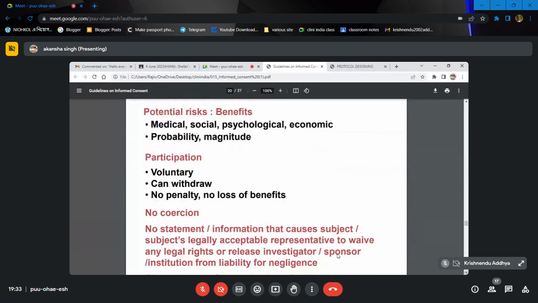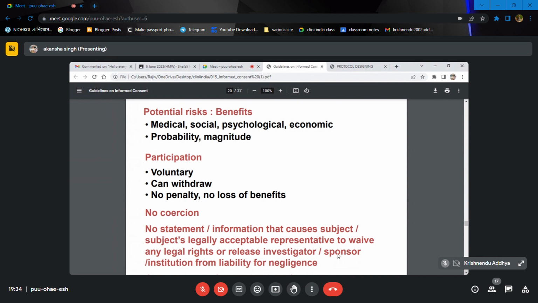Potential risk and benefit: what will be the potential benefit and what will be the possible risk, everything has to be explained to the subject. Then, based on this information, participants voluntarily agree to the trial. You have to explain that it is their wish whether to continue with the trial or not. They can withdraw anytime from the study, so this is also told to them.